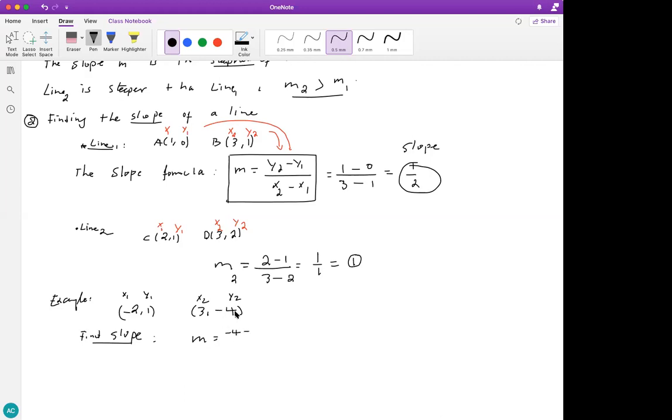This minus here, and y1. So y1 is 1. Be careful when you plug in the numbers, especially if you have negatives in the coordinates. It's very important that you be careful and put exactly what you have.